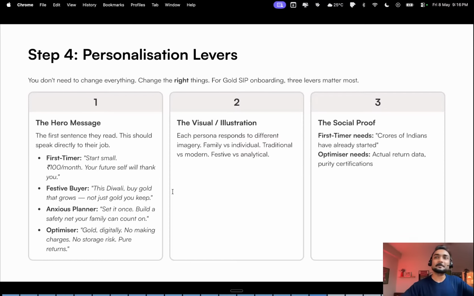So now, next up, illustrations. Yes, you can create custom illustrations for all four personas. Last is social proof. You can create different social proofs for all of these people. Isha, we are coming to AI, hold on.